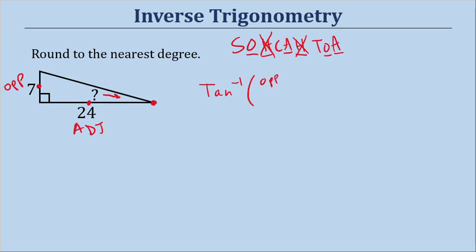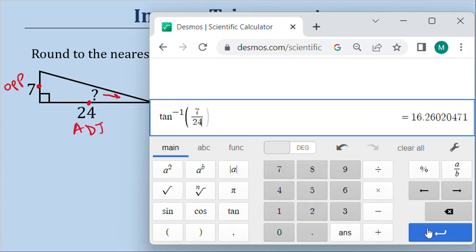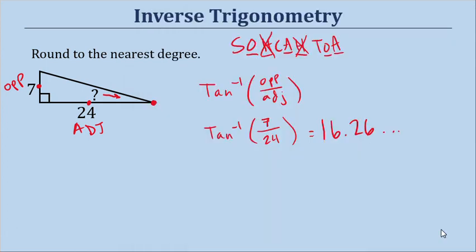Now, inverse tangent uses opposite over adjacent, TOA, and I'm just going to plug in my values. So we have inverse tangent of opposite, which is 7, over adjacent, which is 24, and that's going to equal our angle, whatever our angle is. Then we plug that into a calculator. Inverse tangent, main, 7 divided by 24. And that's going to give us 16.26 and so on. That means that our angle value is sitting between 16 and 17, and 16.2 is somewhere over here, which puts it closer to 16, giving us an angle measure of approximately 16 degrees.